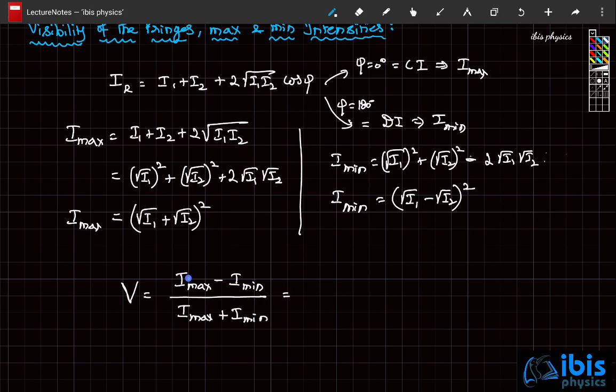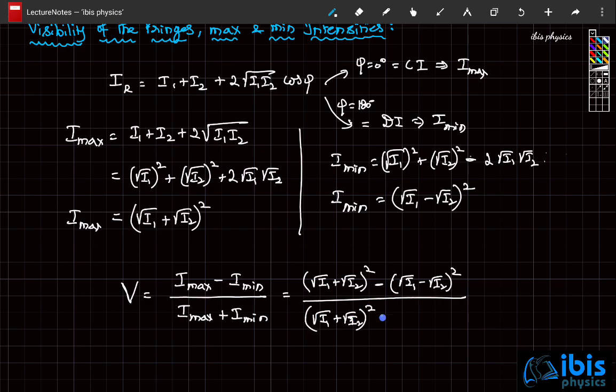And for the visibility of the fringes, since we know I maximum is this, you can write it as root over I1 plus root over I2 the whole square minus root I1 minus root I2 the whole square, divided by root I1 plus root I2 whole square plus root I1 minus root I2 the whole square. So either you can write the visibility of the fringes in this formula or in this formula.